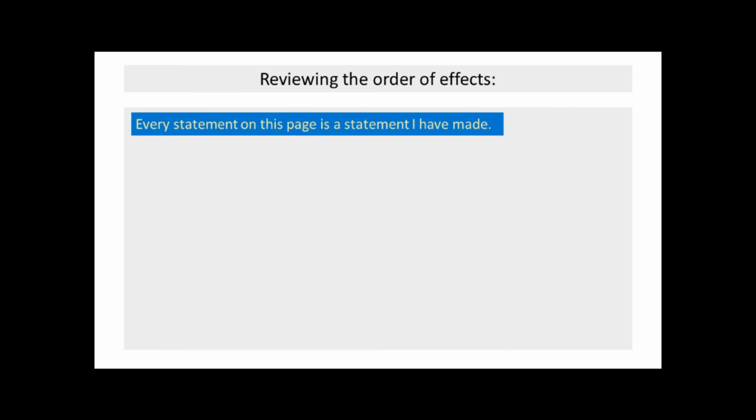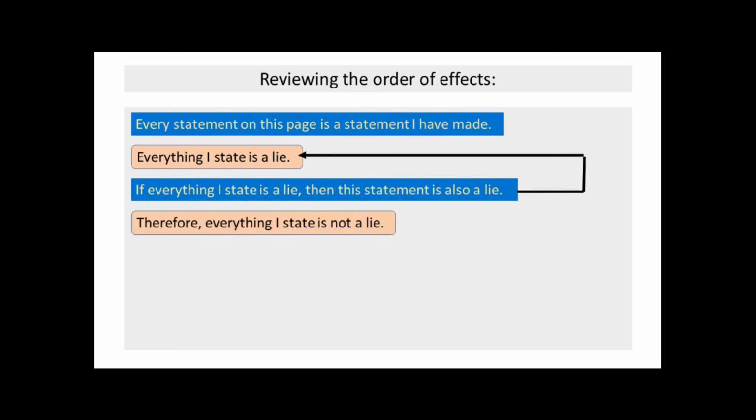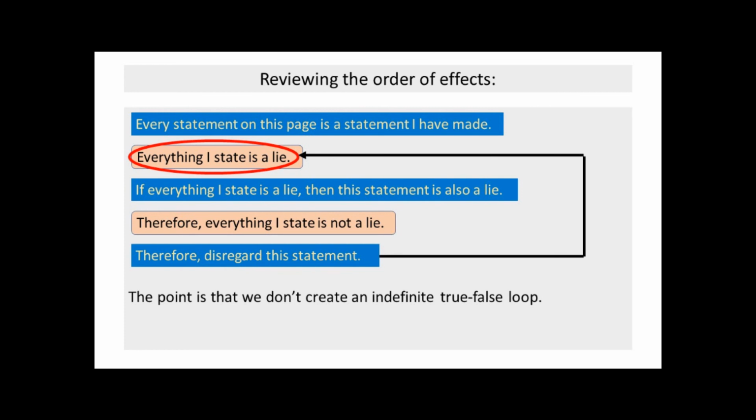Every statement on this page is a statement I have made. Everything I state is a lie. If everything I state is a lie, then this statement is also a lie. Therefore, everything I state is not a lie. Therefore, disregard this statement. The point is that we don't create an indefinite true-false loop. The point is, as soon as we prove a statement untrue, we disregard it.